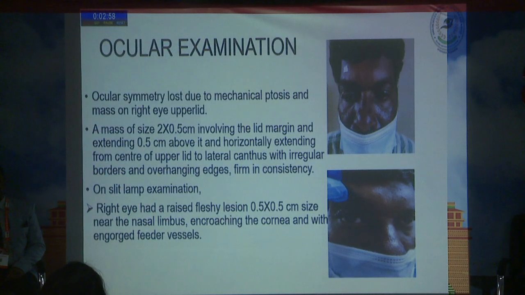On examination, ocular symmetry was lost due to mechanical ptosis and the mass on the right eye upper lid. The mass was of size 2 x 0.5 centimeter, involving the lid margin and extending 0.5 centimeter above it, and horizontally extending from the center of the upper lid to the lateral canthus with irregular borders and overhanging edges, firm in consistency. On slit lamp examination, the right eye had a raised fleshy lesion, 0.5 x 0.5 centimeter in size, near the nasal limbus, encroaching the cornea and with engorged feeder vessels.